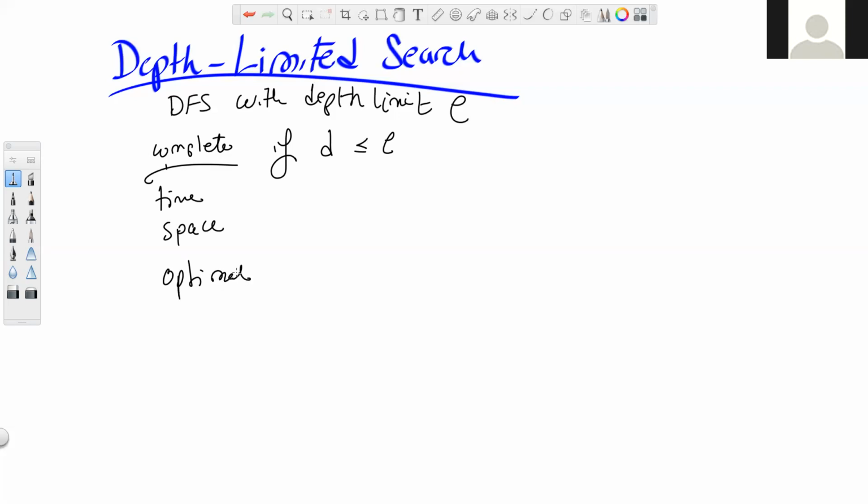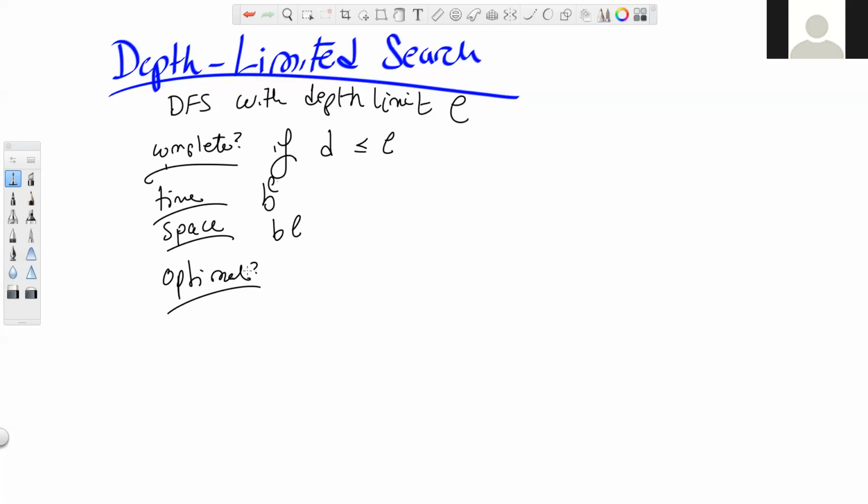So quickly, guys, help me out. What is the time complexity in this case? And the space complexity. We're cutting off at depth L. So good. People are saying now it becomes B to the L. And what about the space complexity? Now it becomes BL. Very good. And the last question, is it optimal? Is it guaranteed to find the best solution?